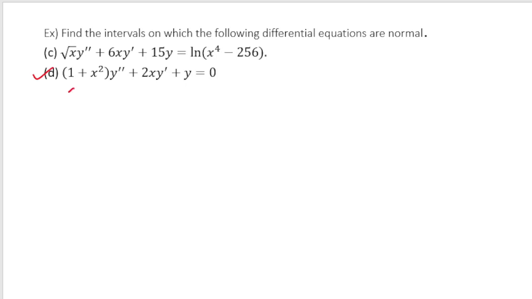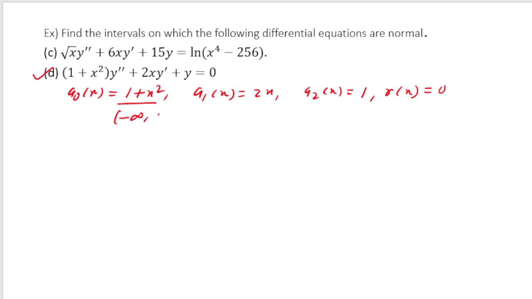So if I look at this, what is a naught x? A naught x is 1 plus x square. What is a1x? A1x is 2x. What is a2x? A2x is the coefficient of y, no coefficient, so 1. And what is the right hand side? That is equal to 0. So it is polynomial, continuous in -infinity to infinity. This is polynomial, continuous in -infinity to infinity. These two are constant, so both of them are continuous in -infinity to +infinity.